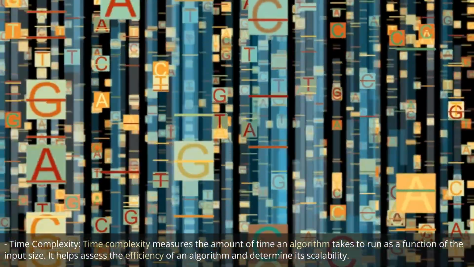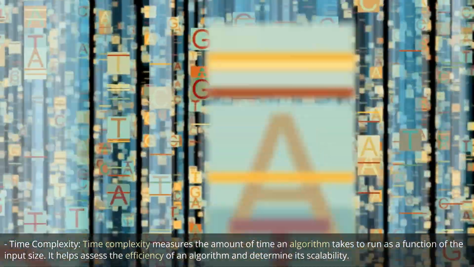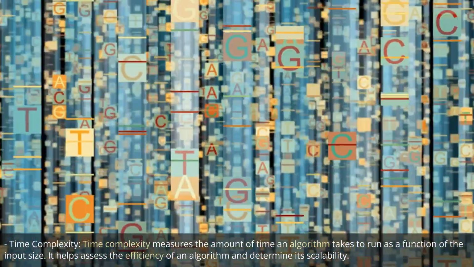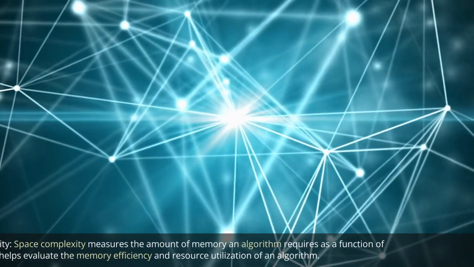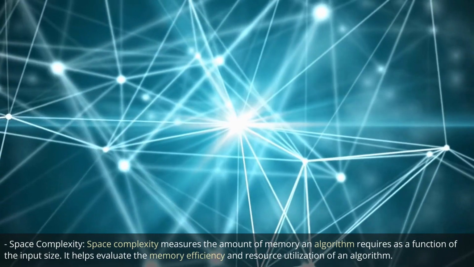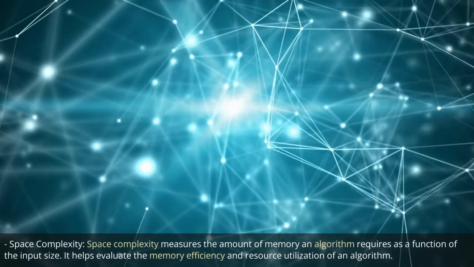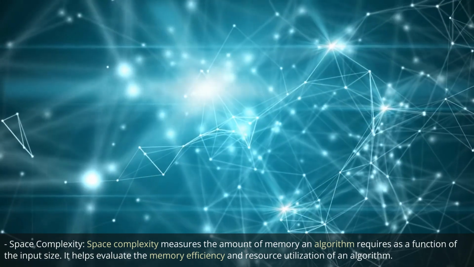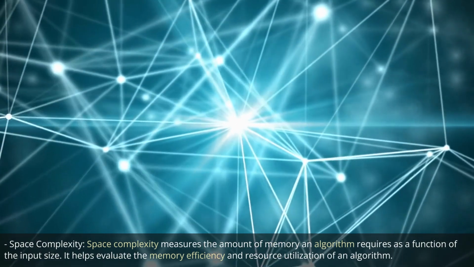Time complexity measures the amount of time an algorithm takes to run as a function of the input size. It helps assess the efficiency of an algorithm and determine its scalability. Space complexity. Space complexity measures the amount of memory an algorithm requires as a function of the input size. It helps evaluate the memory efficiency and resource utilization of an algorithm.